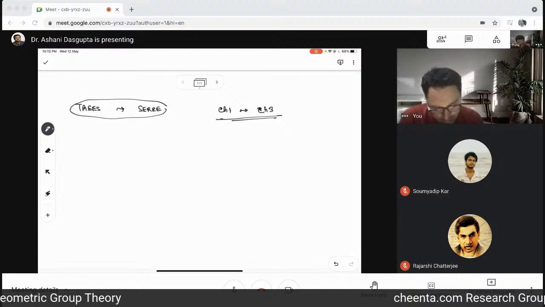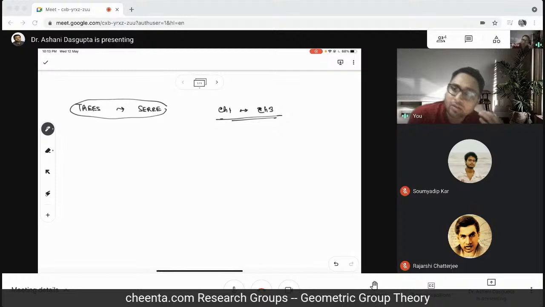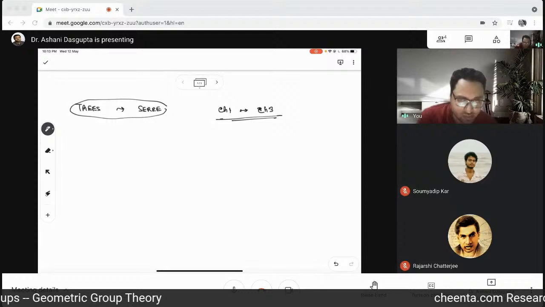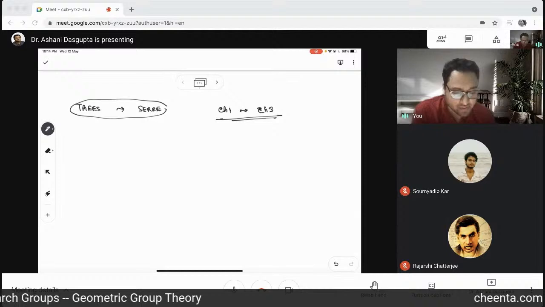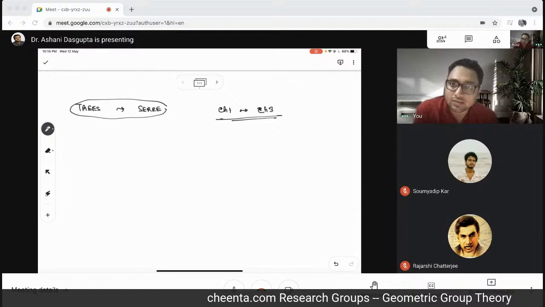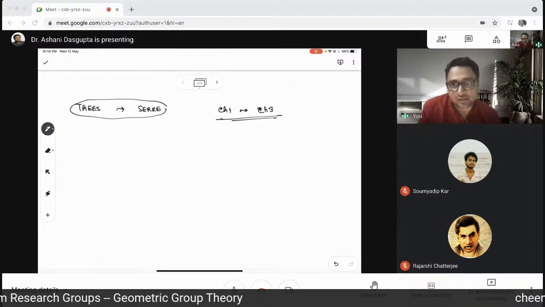And the main goal is to understand a paper which I actually forwarded to all of you. This is related to Cannon's conjecture. And one of the foundational theoretical works related to Cannon's conjecture that we can try to learn involves the Bass-Serre theory. And that's the reason we are actually focusing on this particular book by Serre. It's a very beautiful book.